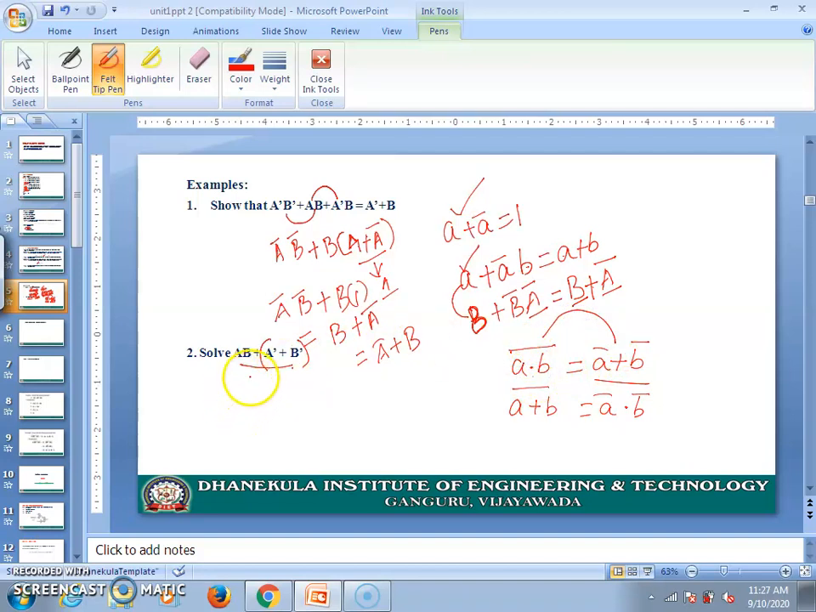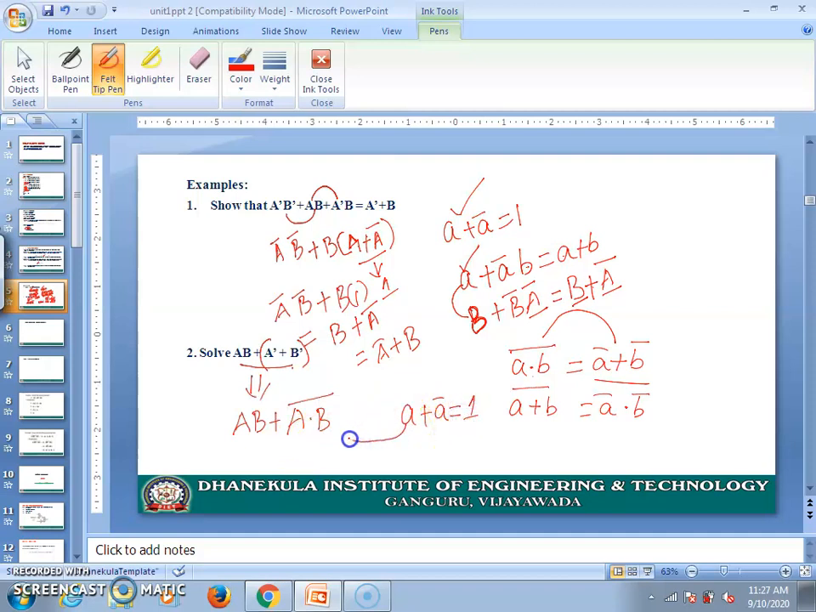That means this expression becomes like this: AB plus AB whole bar. So from our laws, A plus A bar is equal to 1.